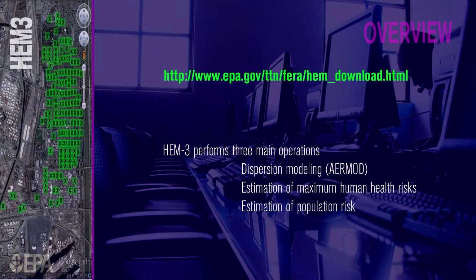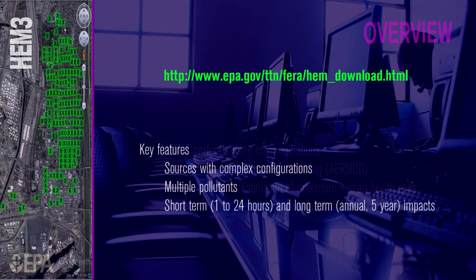This is an overview of HIM. The model and its supporting data are available at EPA's Fate, Exposure, and Risk Assessment, or FARA, webpage. HIM performs three main operations, including dispersion modeling, estimating maximum health risks, and estimating population risks, such as cancer incidence and the numbers of people within specific risk or hazard ranges. Key features of HIM include the ability to model facilities with complex configurations and multiple source types, like point, area, polygon, and volume sources.